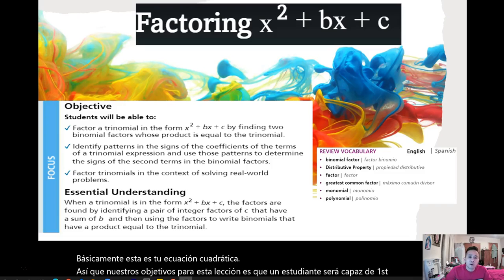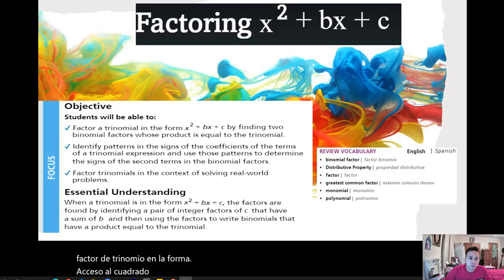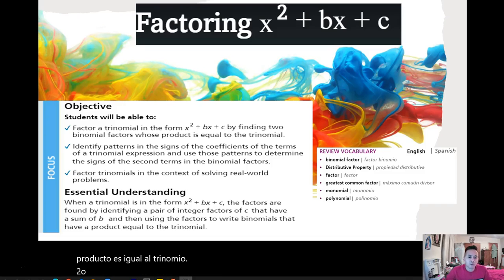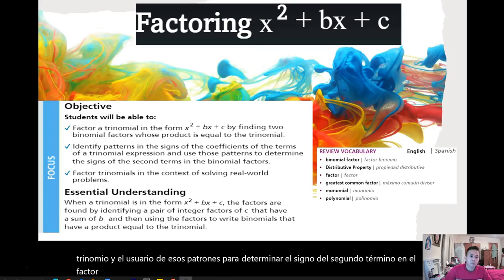So our objectives for this lesson: the student will be able to, first, factor a trinomial in the form x squared plus bx plus c by finding two binomial factors whose product is equal to the trinomial. Second, identify patterns in the signs of the coefficients of the terms of the trinomial expression and use those patterns to determine the sign of the second term in the binomial factor. And lastly, factor trinomials in the context of solving real-world problems.